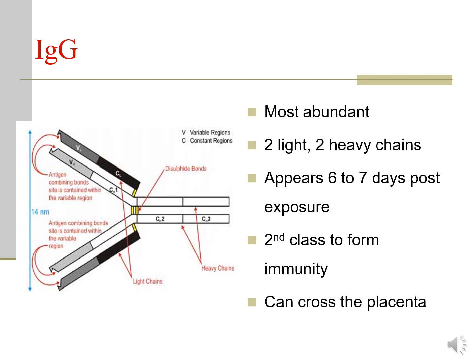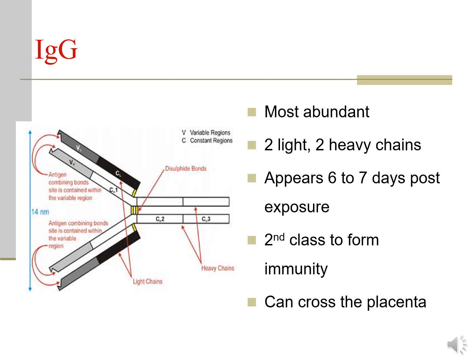Let's go ahead and start by talking about IgG. IgG is the major class of antibody found in serum, and it consists of 2 light chains and 2 heavy chains. It appears in the serum about 6 to 7 days after exposure to an antigen, and it's the second class to form immunity. If you remember, a primary antibody response is associated with IgM, and a secondary antibody response is associated with IgG.